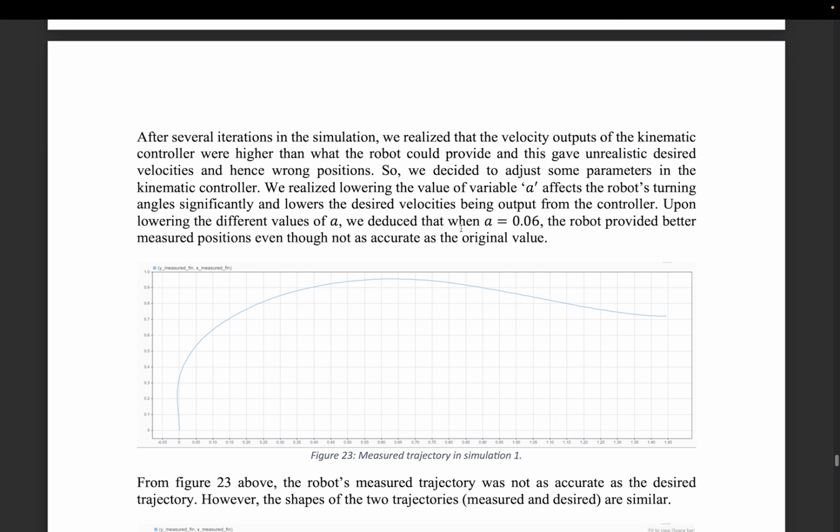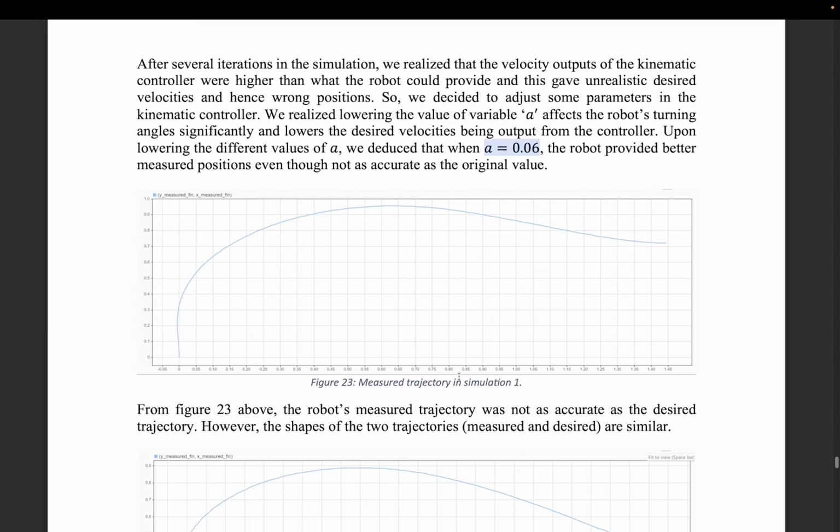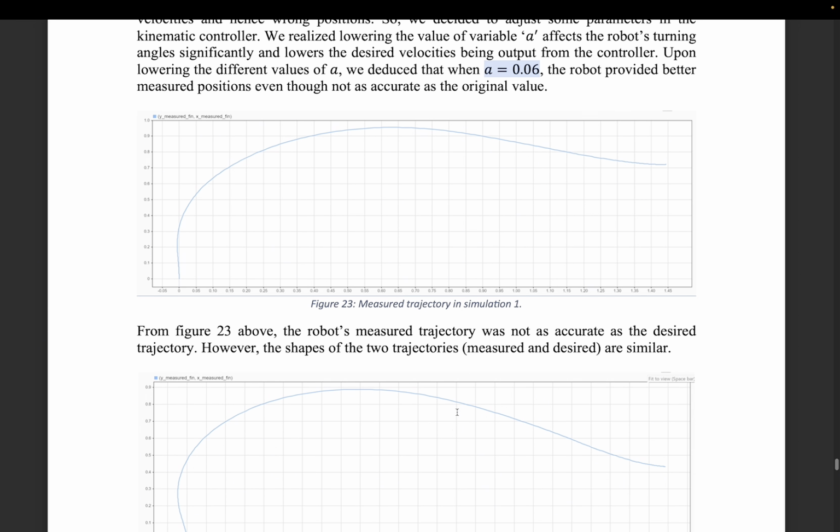So we realized this, and earlier we noticed that there were so many issues happening due to the turning, and hence I tried to change the values of A. Remember the A I mentioned earlier, and from different values we realized that with 0.06, basically as you lower A, it improves the turning. So we realized that the most optimum one is 0.06, which helped the robot to have better and smoother trajectories.